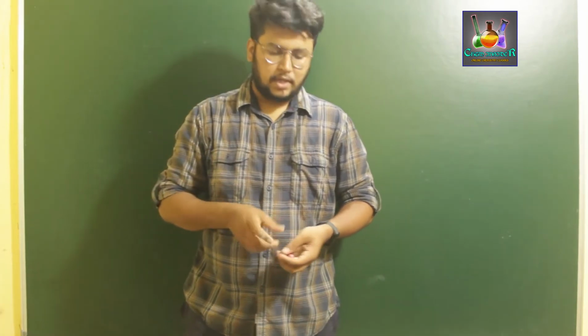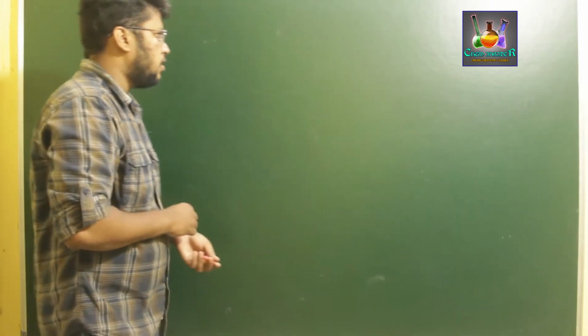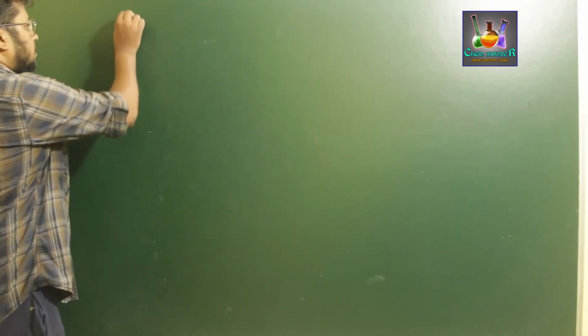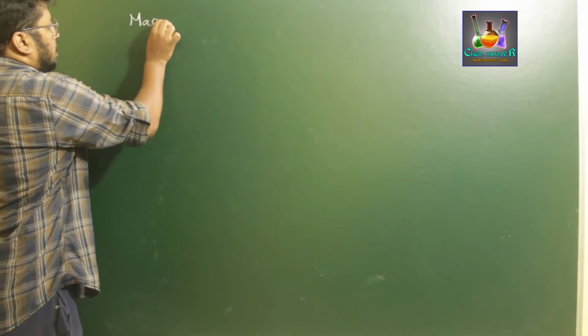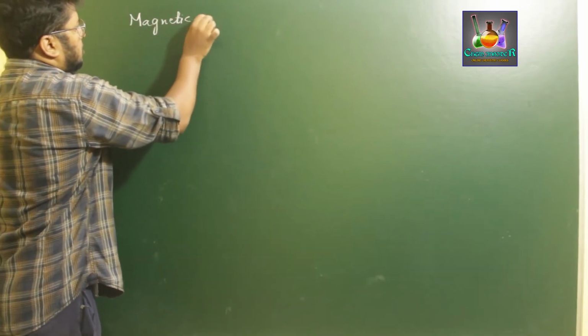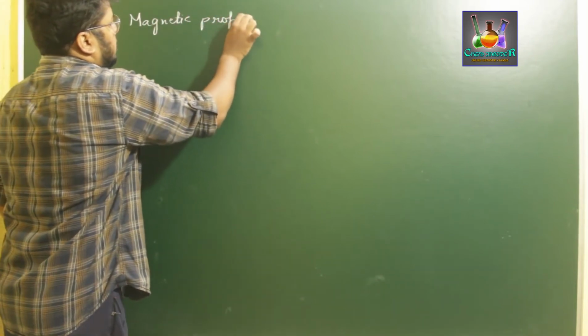So in today's class we are going to discuss the last topic of solid state of class 12, that is, magnetic properties of a solid crystal. The magnetic properties of a solid crystal depend upon the motion of electrons around the nucleus and the rotation of electrons on their own axis, as simply as we can consider our solar system.